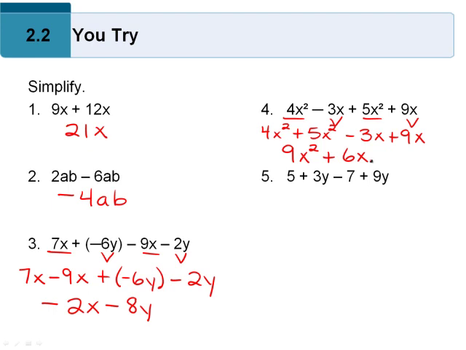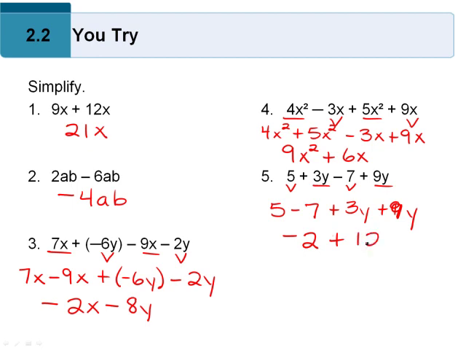Okay? And number 5, 5 plus 3y minus 7 plus 9y. So we've got some constants here and some variable terms there, 3y and 9y. So if I have 5 minus 7, I'm bringing down that 7, plus 3y plus 9y. So I'm going to do the subtraction here. 5 and negative 7, I subtract and keep the bigger sign, would be negative 2, and 3y plus 9y gives me 12y.